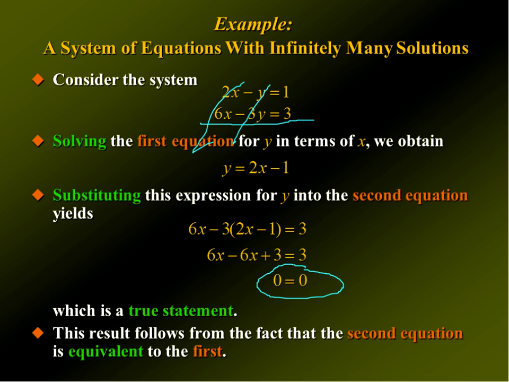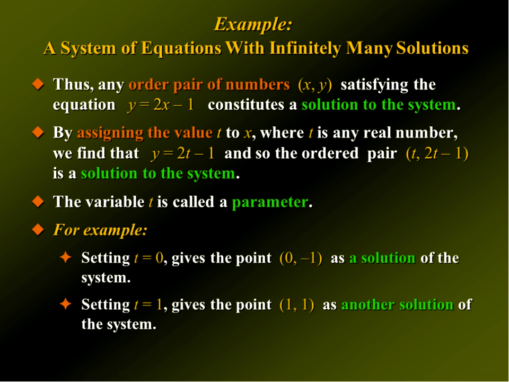If both sides are equal, then we say this result follows from the fact that the second equation is equivalent to the first equation. So this is an example of a system of equations with infinitely many solutions. If this case happens, then we say there are infinitely many solutions. Thus, any ordered pair of numbers x, y satisfying this equation constitutes a solution of the system.